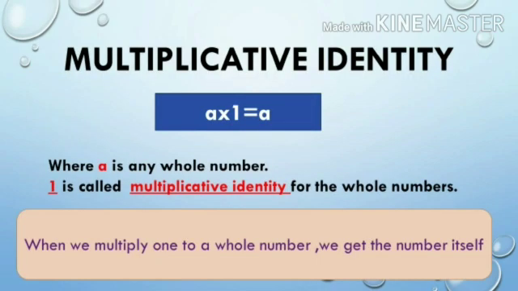After additive identity, multiplicative identity. Here a multiplied by 1 is equal to a, where a is any whole number and 1 is called the multiplicative identity for the whole numbers. It means when we multiply 1 to a whole number, we get the number itself. For example, 5 multiplied by 1 is equal to 5. Means if we multiply 1 with any whole number, we will get the same whole number.